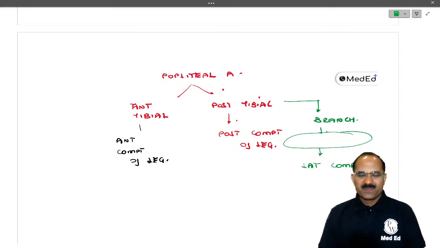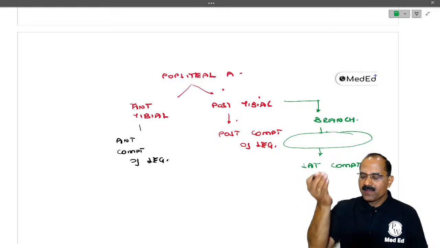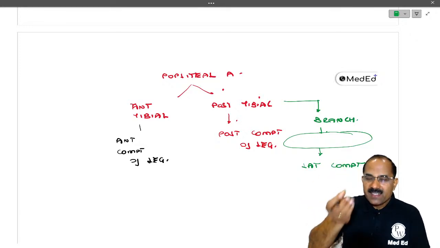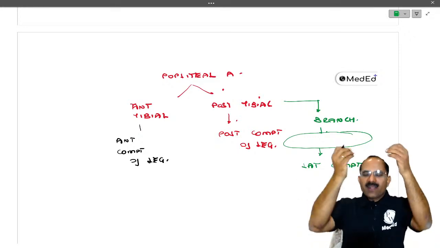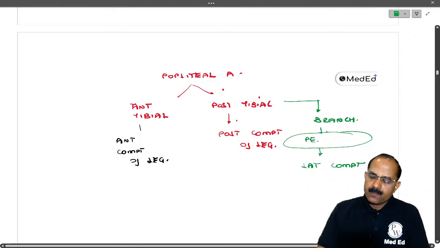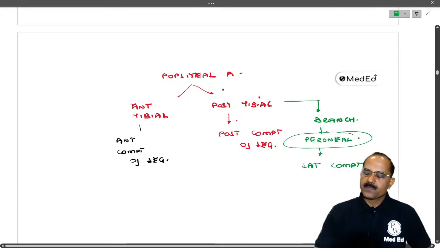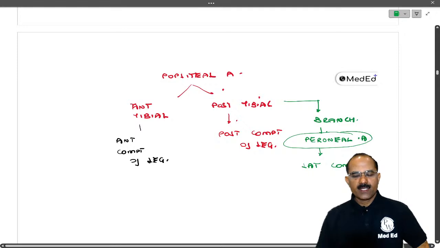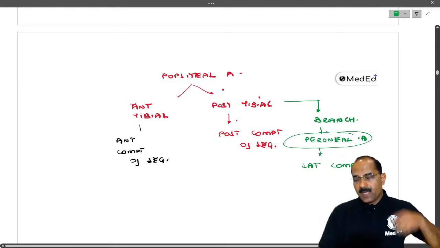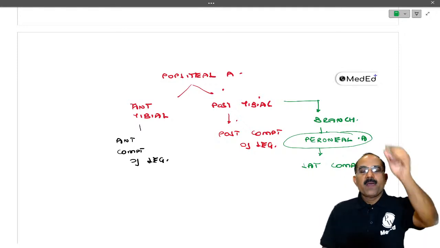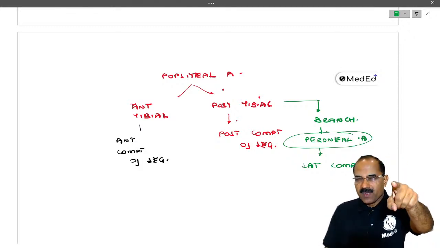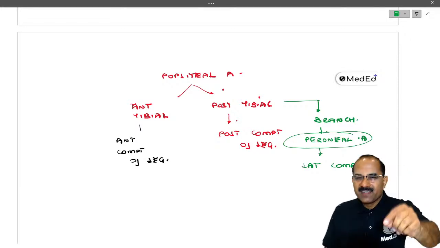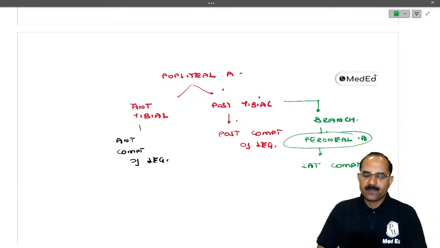Which is the bone on the lateral aspect in the leg? Fibula. Fibula कैसे दिखता है? पिन के जैसा दिखता है. Fibula looks like a pin. It is known as peronia. The name of the artery is peroneal artery. ठीक है बच्चों? So peroneal artery, ये MCQ है बच्चों, ये बहुत important MCQ है. Peroneal artery is a branch of posterior tibial artery.